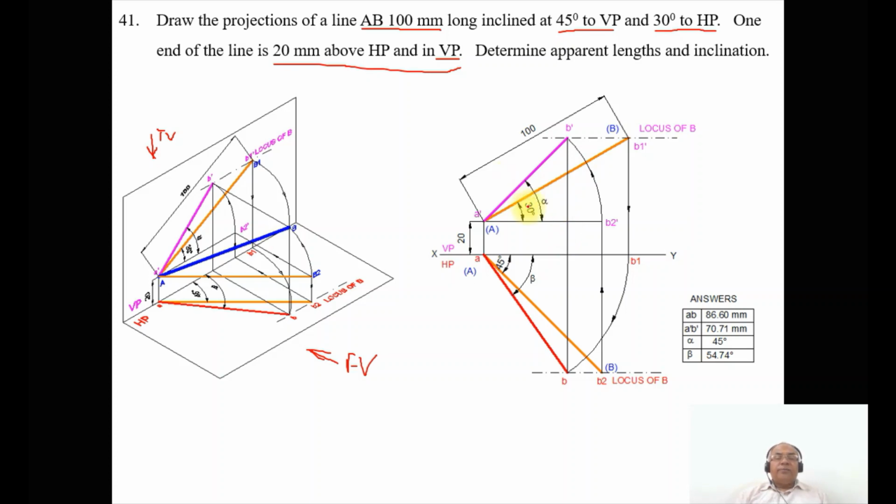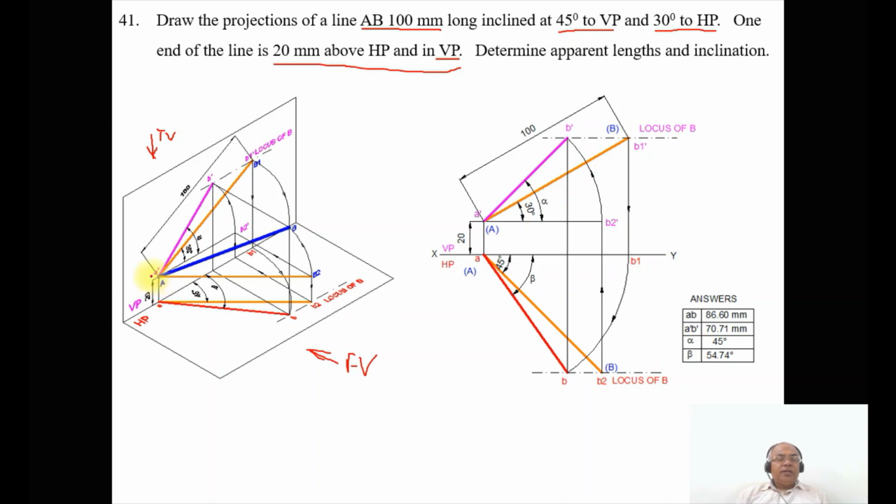So now actually what happens in the front view, you can see that the locus of B in the front view is here. So that is what we have seen. The locus of B in the front view is here. So which is this point. Now what we need to do, we need to find out the front view now.